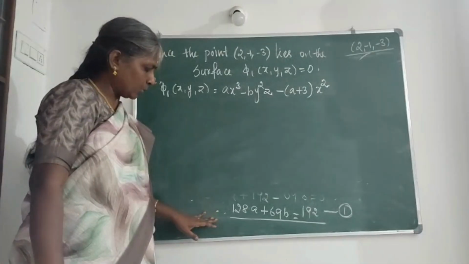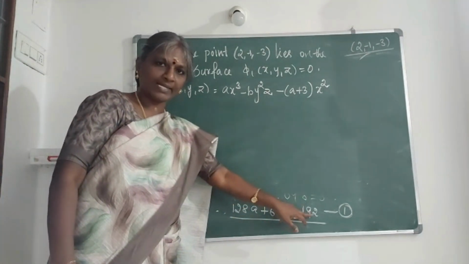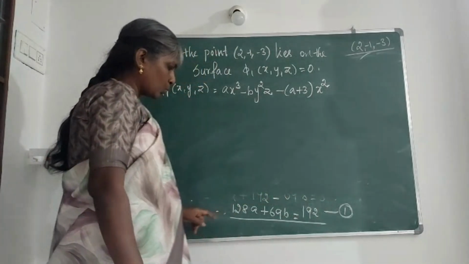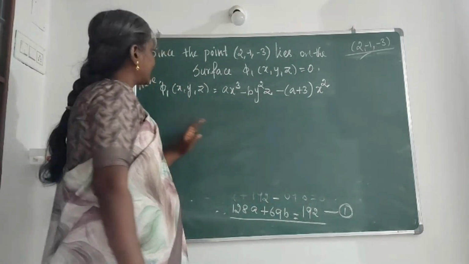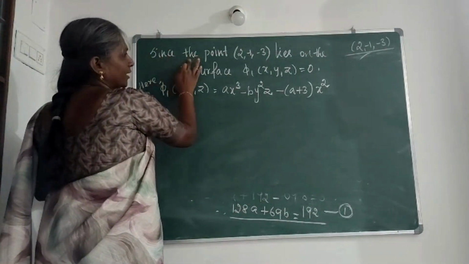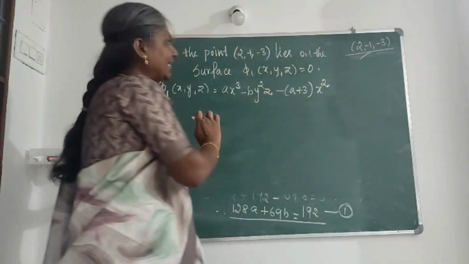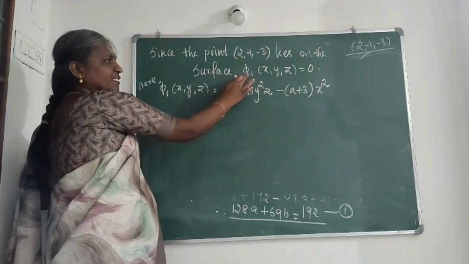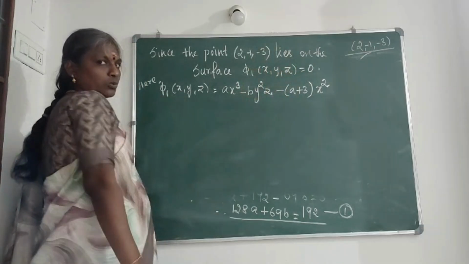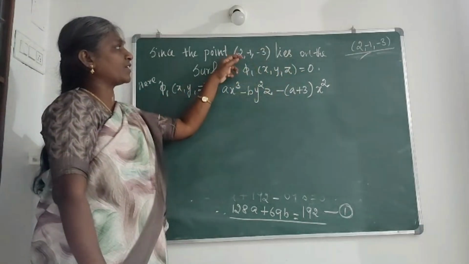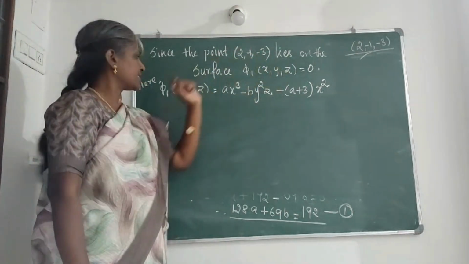Now we have the equation 128a plus 69b is equivalent to 192. Call it equation number 1. Here we have two unknowns, so we need one more equation. Since the point 2 minus 1 minus 3 lies on the surface pi 1 of x comma y comma z equivalent to 0, we substitute the value of x as 2, y as minus 1 and z as minus 3.